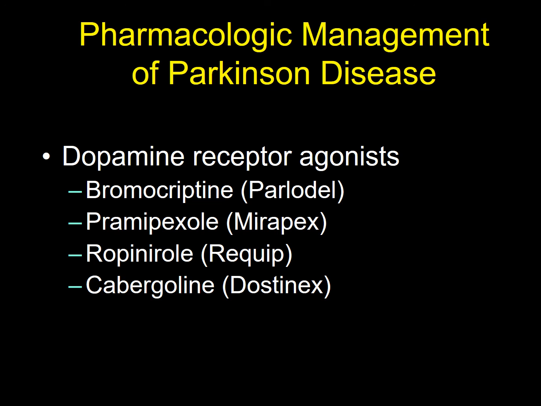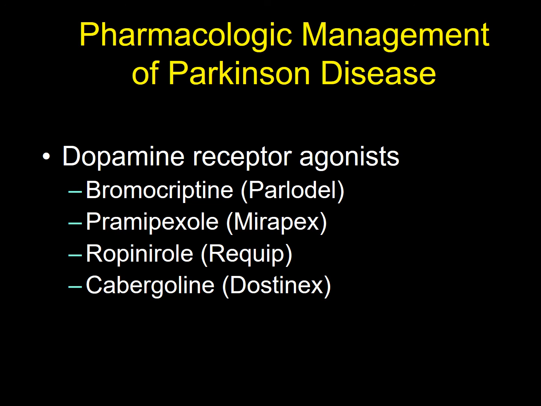So you may know some of these names, Requip and Mirapex especially. These are used now more for restless leg syndrome, I think, than anything else, but these were originally designed as dopamine receptor agonists. That's what they do, and they can mimic the effects of dopamine in people that have developed symptoms of Parkinson's disease.